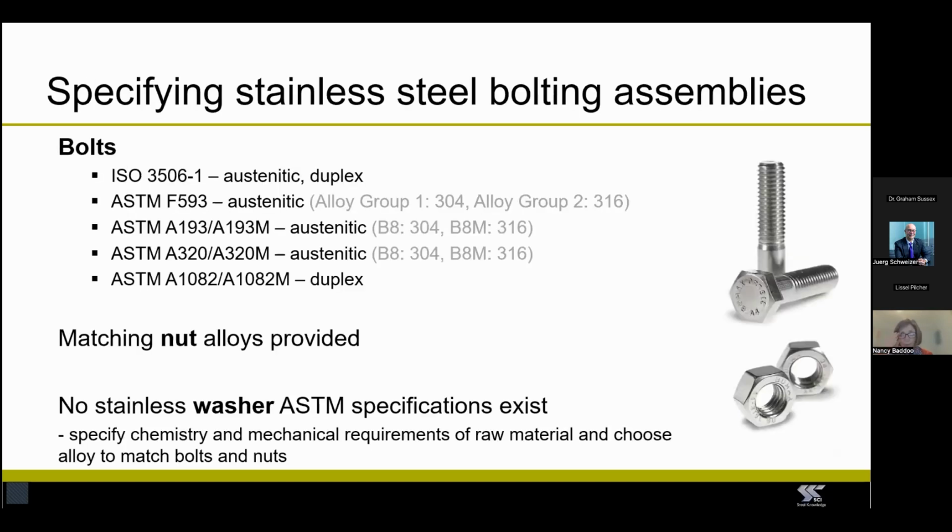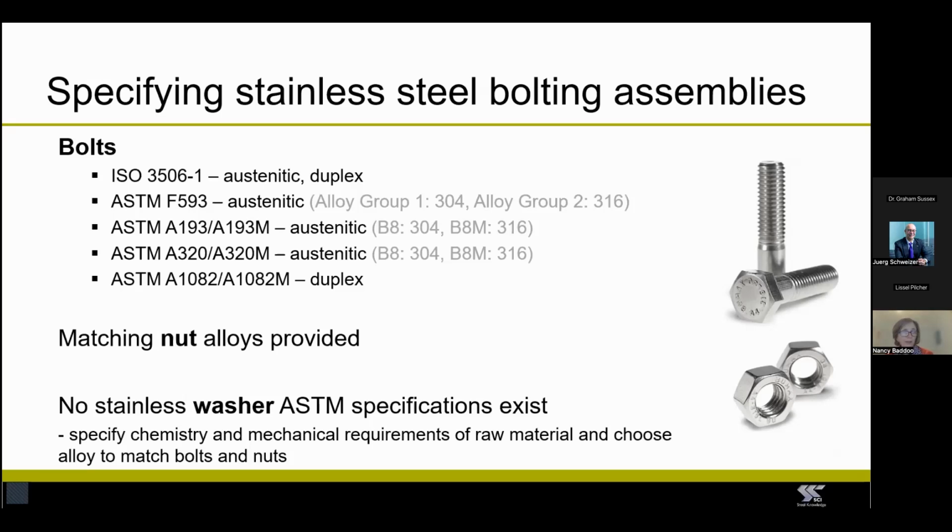What about bolts? Well, depending if you're using ISO or ASTM, there's an ISO standard that covers austenitic and duplex bolts. And there are a few ASTM standards. It's a bit confusing, the situation with ASTMs and stainless bolts. And in fact, we are writing an AISC design guide on stainless steel bolts, which hopefully will make it easier for specifiers to understand how to specify these bolts. That will be published next year.